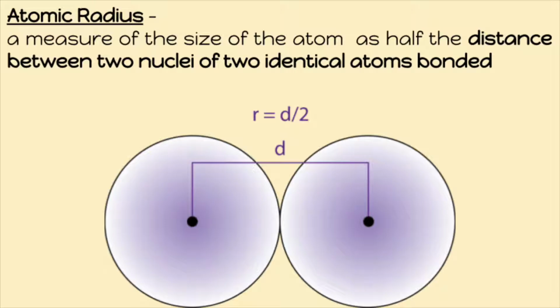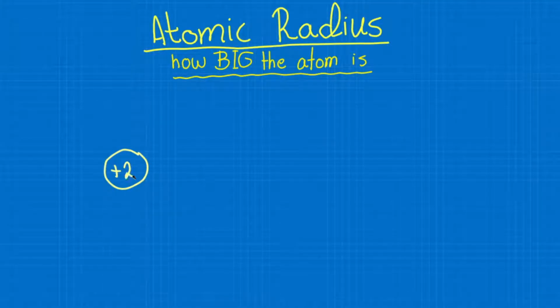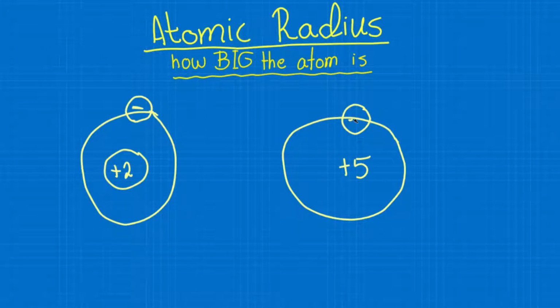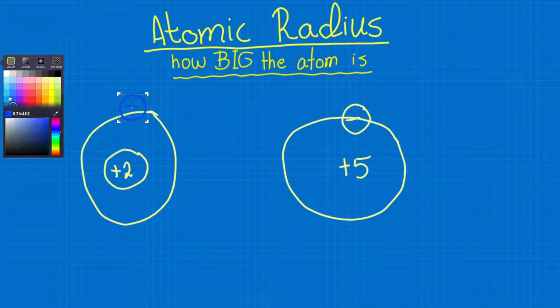When you put two identical atoms together, let's say two hydrogens, and you want to find out the atomic radius, you would take the distance between the two nuclei of these atoms and divide it by 2. Let's say you have two atoms with an unequal amount of protons, and you want to find out which one has a bigger atomic radius and which one has a smaller atomic radius.